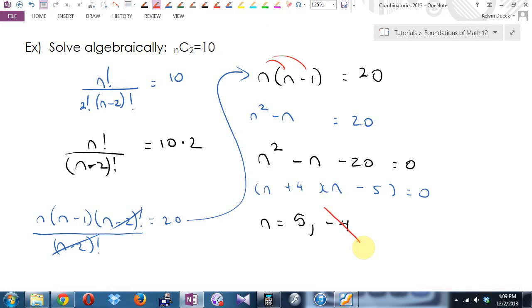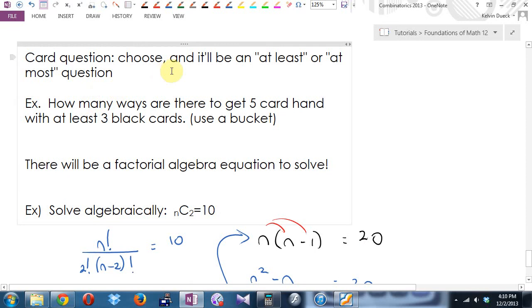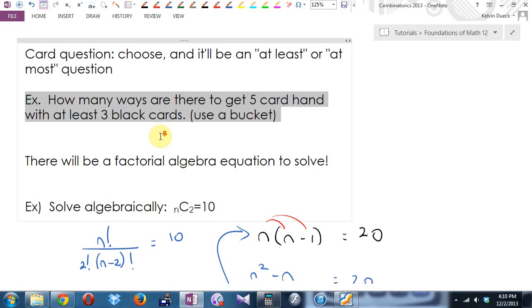I think. Let me just double check to make sure I've covered everything. Brooke, while you were out, I said there's going to be some kind of a card question on the written section with at least or at most. So as an example, how many ways are there to get a 5-card hand with at least 3 black cards? That would mean 3 or 4 or 5, and use a bucket because it's cards. Is that okay? If not, I'll go over that with you later.